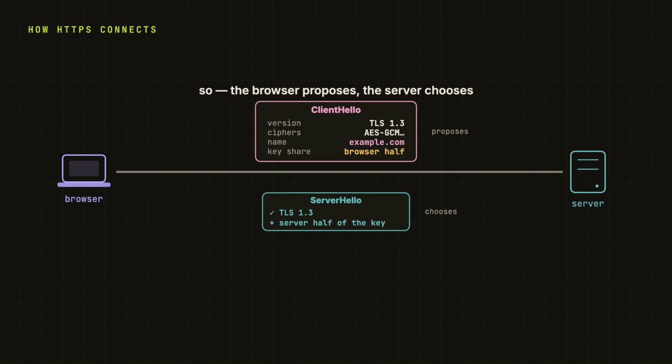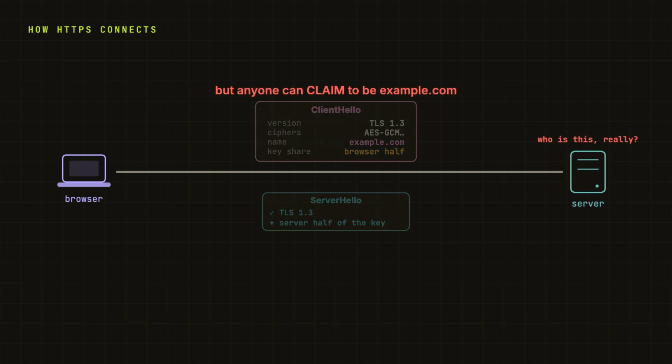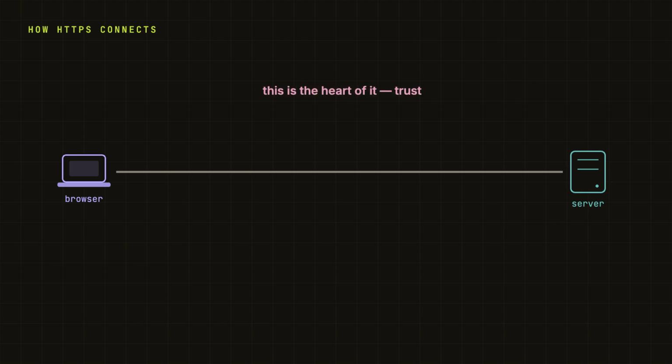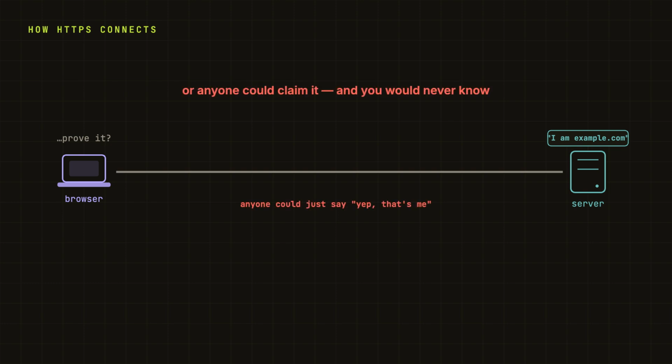But proposing and choosing is the easy part. Anyone can claim to be example.com. So the real question is the next one. How does the browser actually know this server is who it says it is? So this is the heart of the whole thing. Trust. The server says I'm example.com. How does your browser actually check that instead of taking its word for it? Because if it just believed whoever answered, then anyone who managed to sit in the middle could say, yeah, that's me. And you would never know.